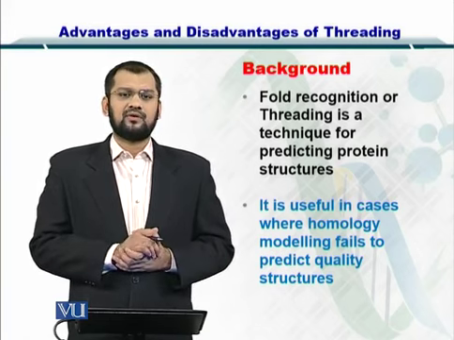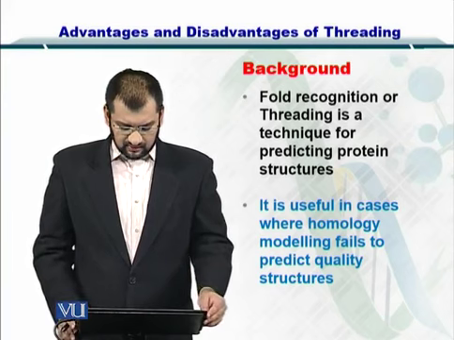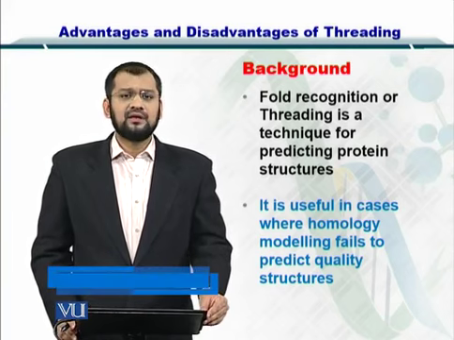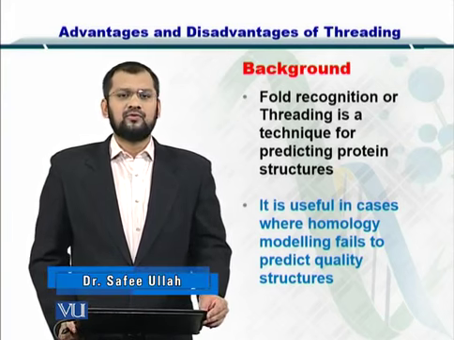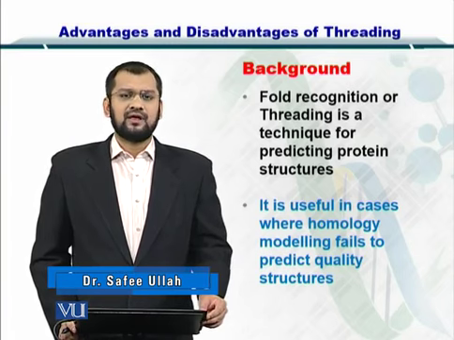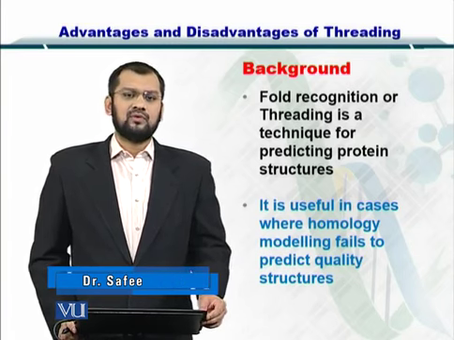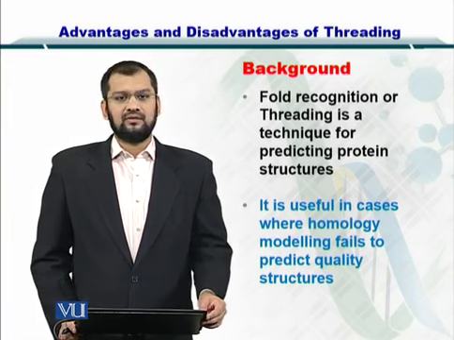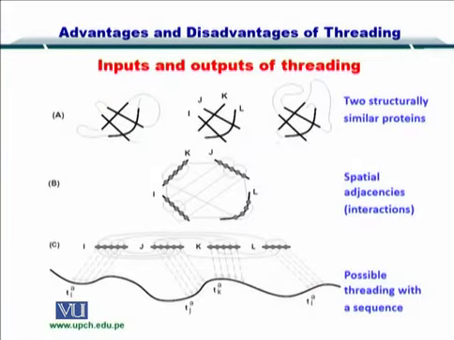So this is the background on threading, and it is very useful in cases where homology modeling fails, specifically in cases where you have a low alignment and identity. This is also known as the Twilight Zone.